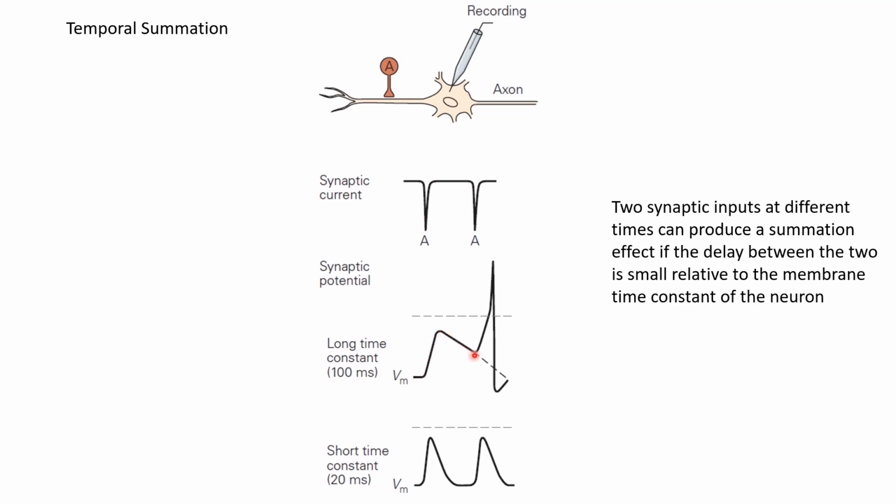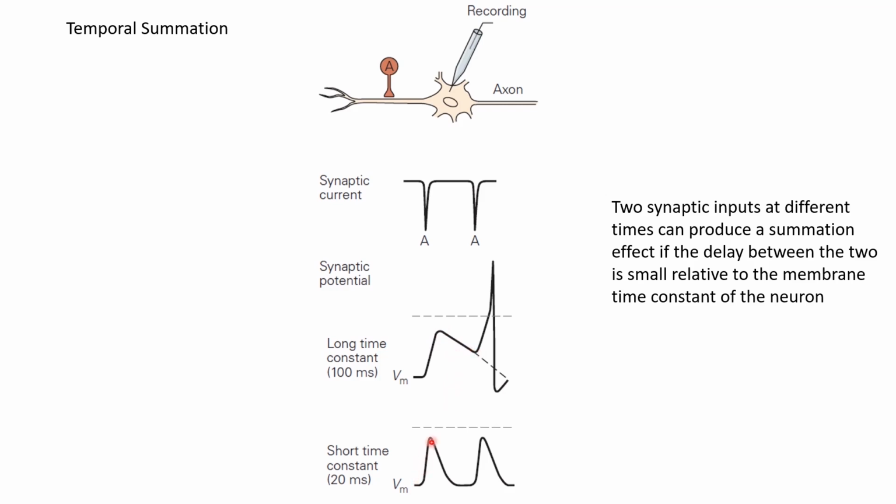And if the second input comes here, before this depolarization has completely decayed, then the membrane potential will start rising from this point, and if it reaches the threshold, then an action potential can be generated. Now this rate of decay depends on the time constant of the membrane. So if the time constant is long, then the decay would be slower, but if the time constant is short, then the decay would be faster.